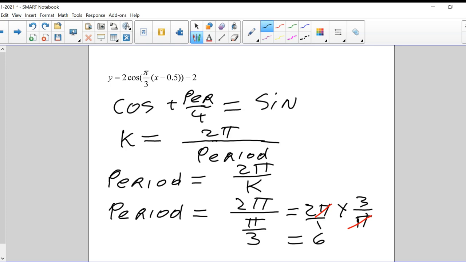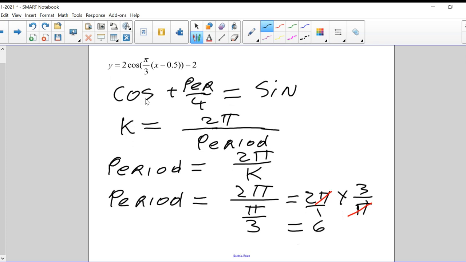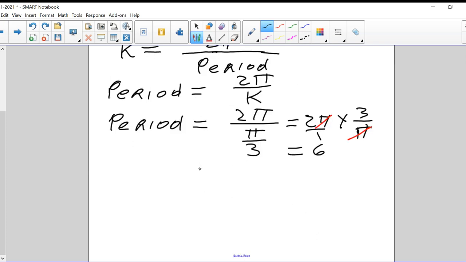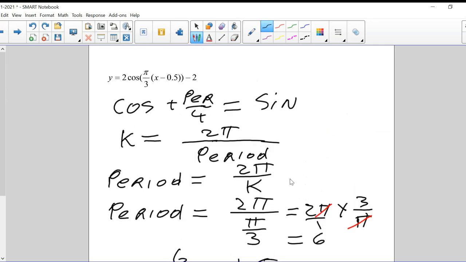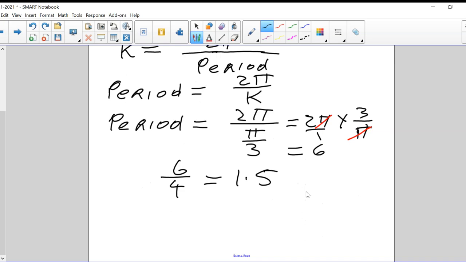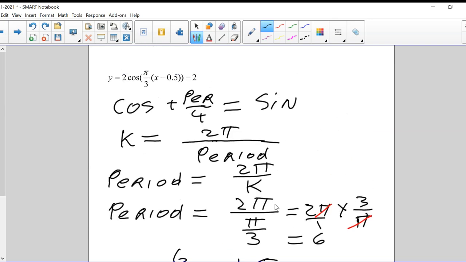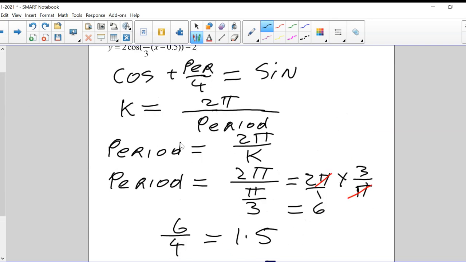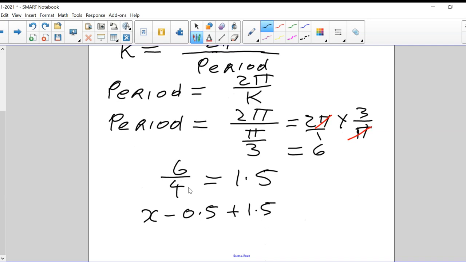Right? So now, because I want to use this equation to come up with a sine equation, I'm going to divide that by 4. So I'm going to say 6 divided by 4, which in decimal terms is 1.5. And I'm going to add that onto my current phase shift. My current phase shift is x minus 0.5. I'm going to add on 1.5. I'm not subtracting this, I'm adding on. So x minus 0.5, that's the current phase shift. I'm going to add on a quarter of the period. So 6 divided by 4 is 1.5. And that, of course, is x plus 1.